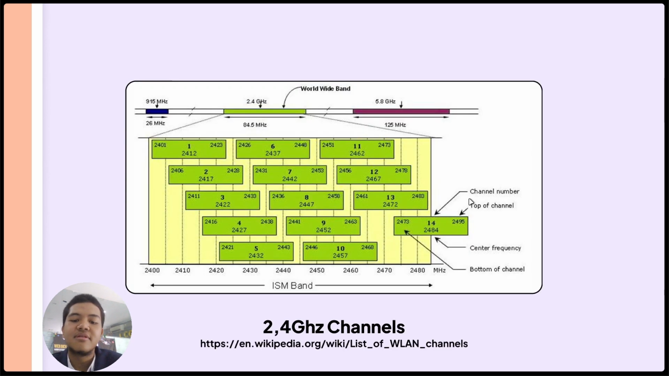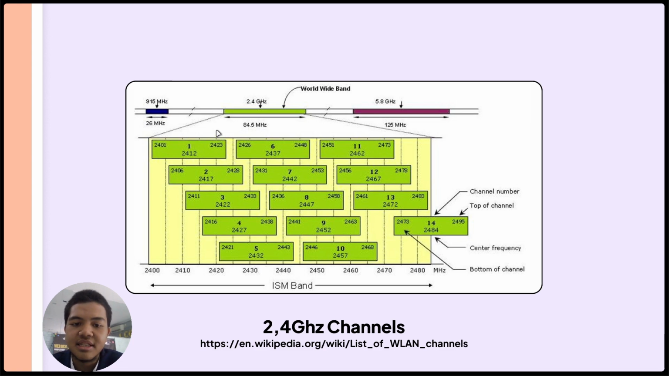Next I will explain about channels. A channel is a frequency selection. There are many channels here, from 1 until 14, and every channel has a minimum and maximum frequency. For example, there's the channel number, the top of the channel, the bottom of the channel, and the center frequency of the channel. If I choose channel 1, it will use from this frequency until this frequency.